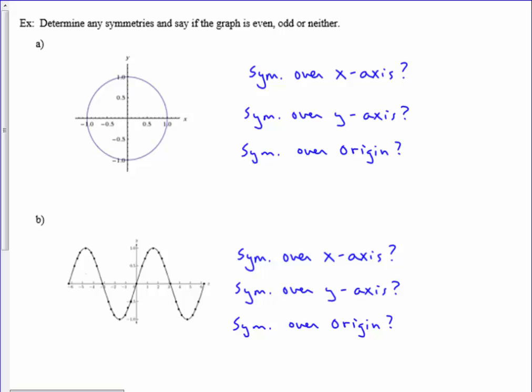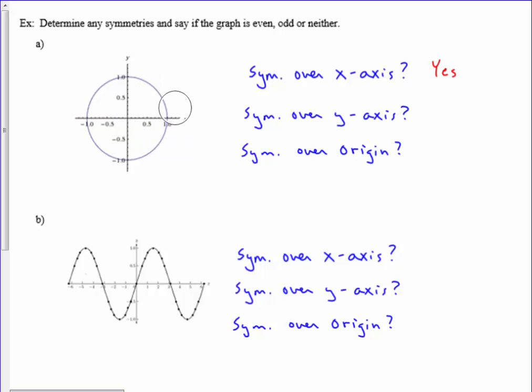In this example, we are asked to determine any symmetries and then say if the graph is even, odd, or neither. In the first example, we see something that looks like a circle. In talking about symmetry over the x-axis, we need to cut the x-axis and make sure that for every point on this side, there is a like point equal distance on the other side. We can see that examining this graph, every point would exactly match up over the x-axis with another point. So we would answer here, yes.